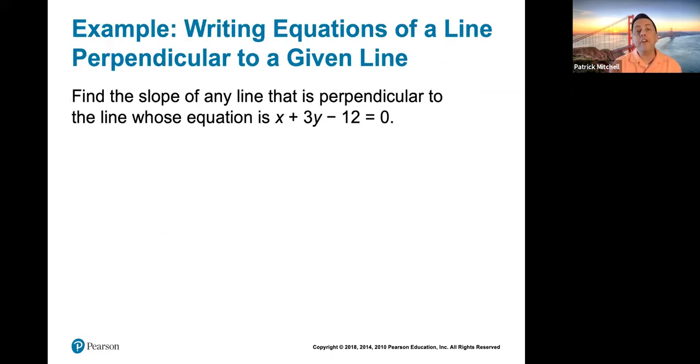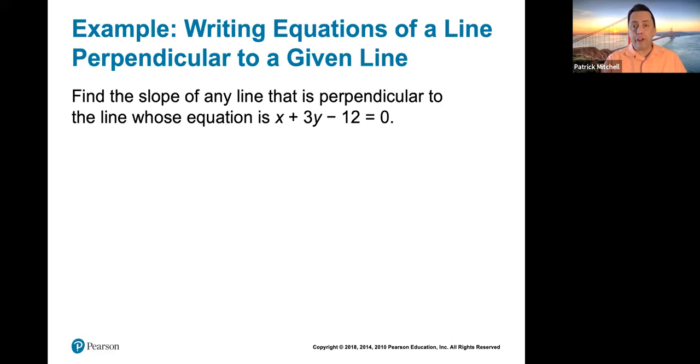In this example, they're just asking for the slope of the perpendicular line. If you wanted to write the equation of that line, you could start that off the way we did in the previous example. They want us to find the slope of any line that is perpendicular to the line whose equation is x + 3y - 12 = 0.